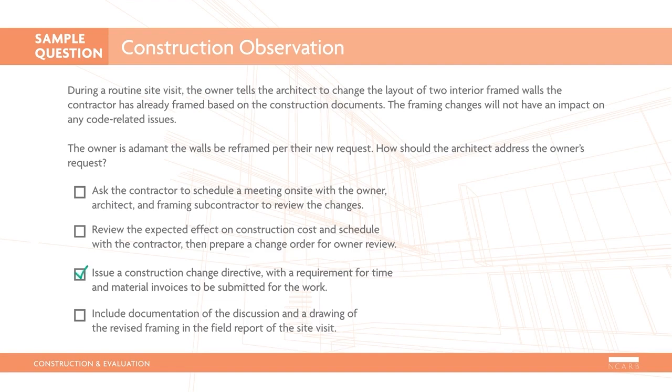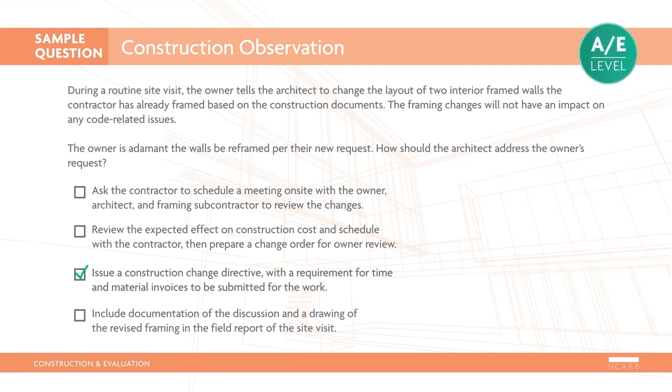Here is the correct response. Per AIA document A201-2017, General Conditions of the Contract for Construction, a construction change directive is appropriate when a change must take place regardless of time or cost impacts. Reviewing the expected costs ahead of completing the work is unnecessary in this situation. On the other hand, a field report alone is inadequate because this change certainly has both time and cost impacts. Finally, an on-site meeting with the subcontractor is unnecessary, as the requested changes can be fully documented by the architect.